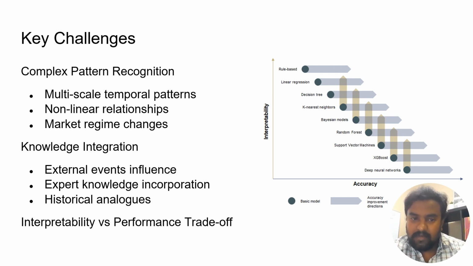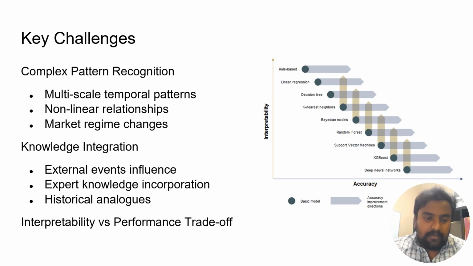To overcome that, the second one is knowledge integration. Relevant information from external events or expert analysis needs to be considered, which is not considered. And with the interpretability versus performance trade-off, we must balance predictive accuracy with clear, human-readable explanations so that people can accept the outcome. That's what we are trying to do in our project.